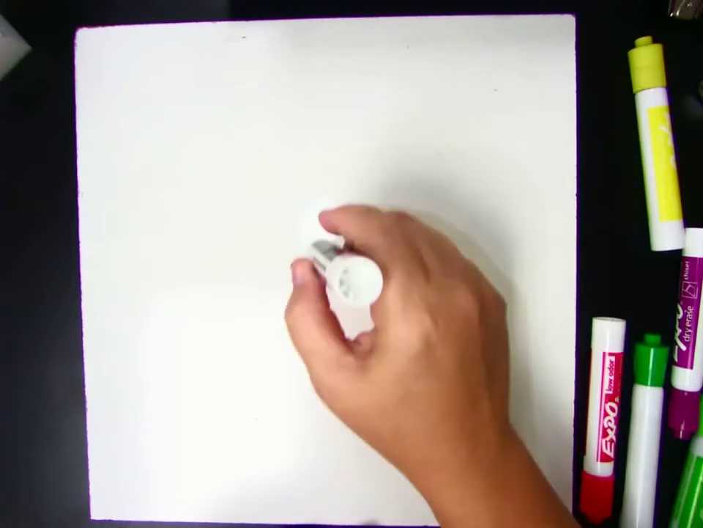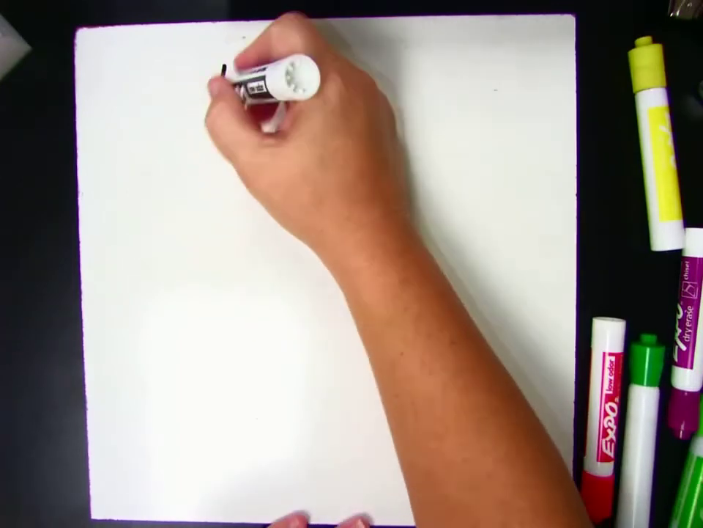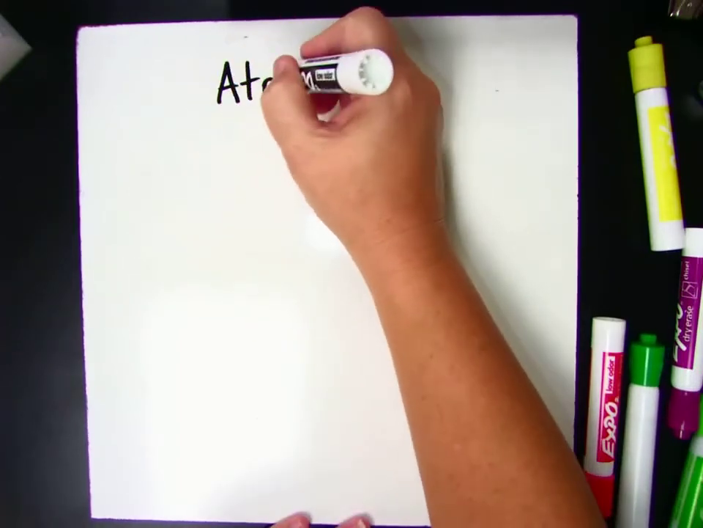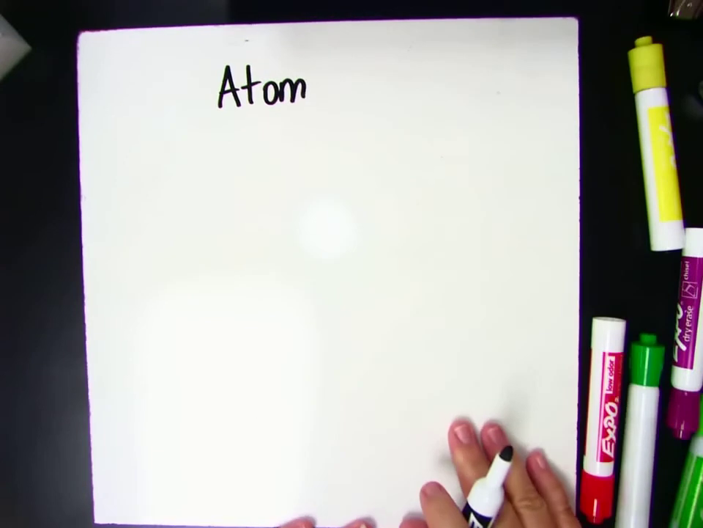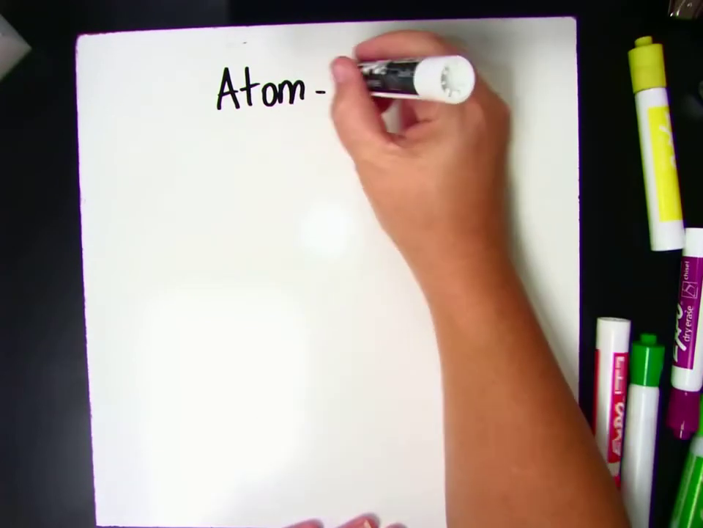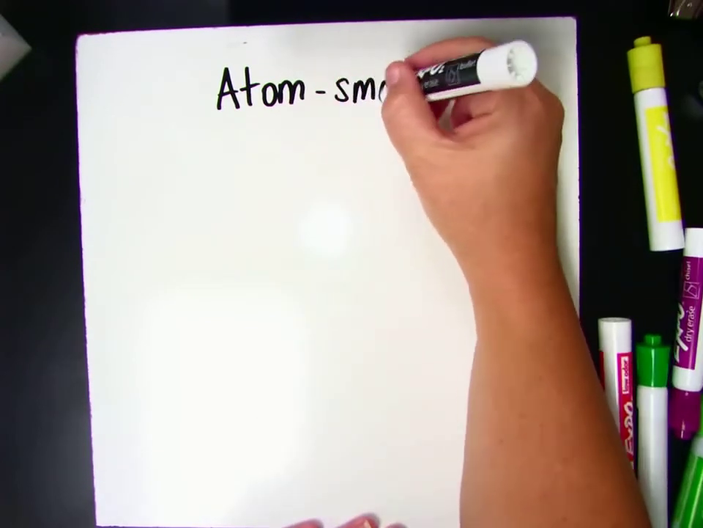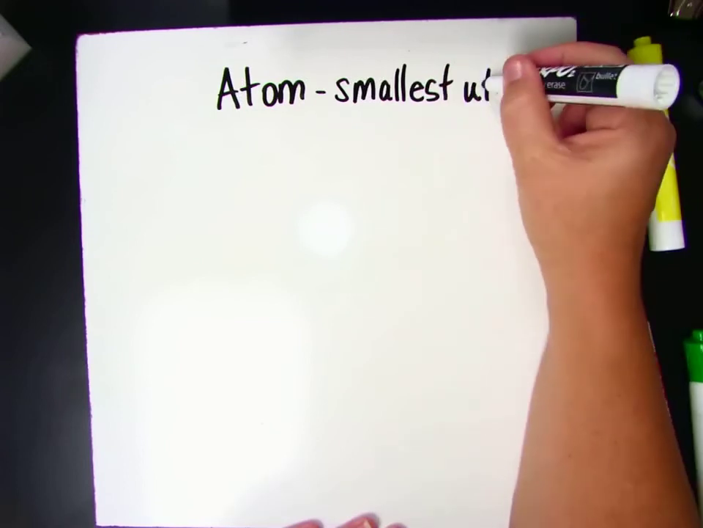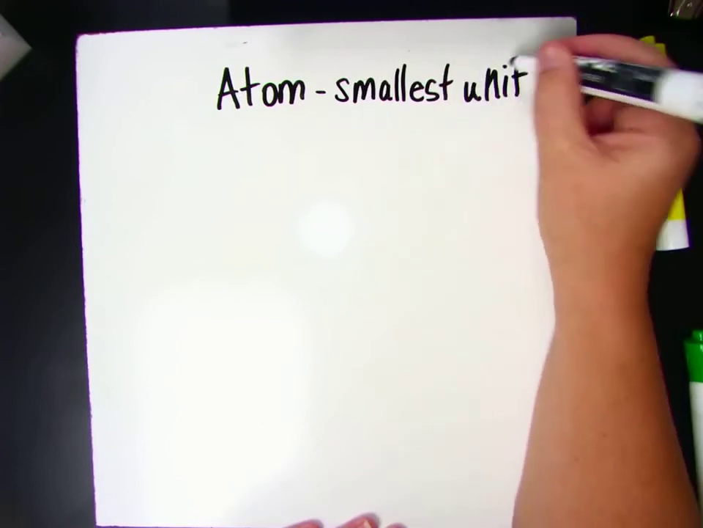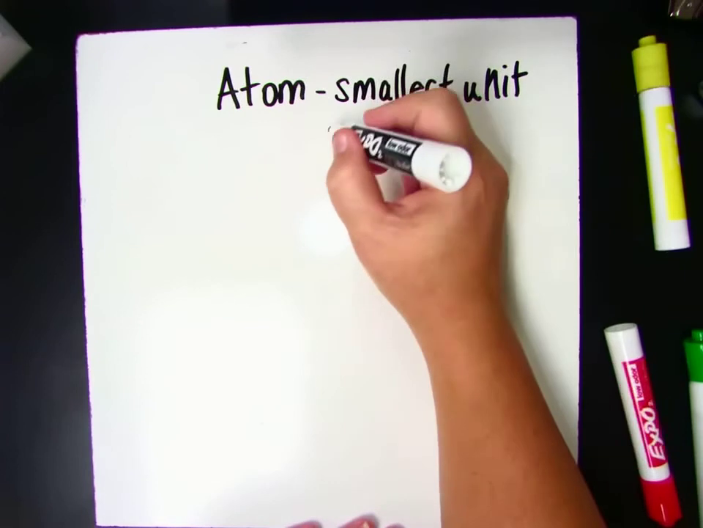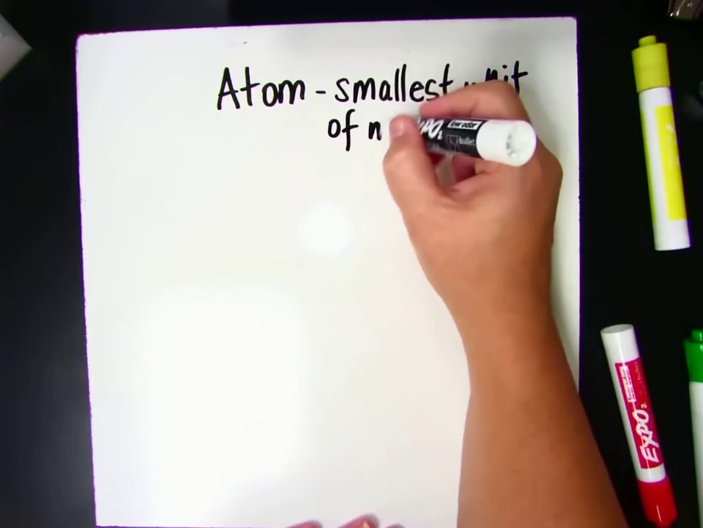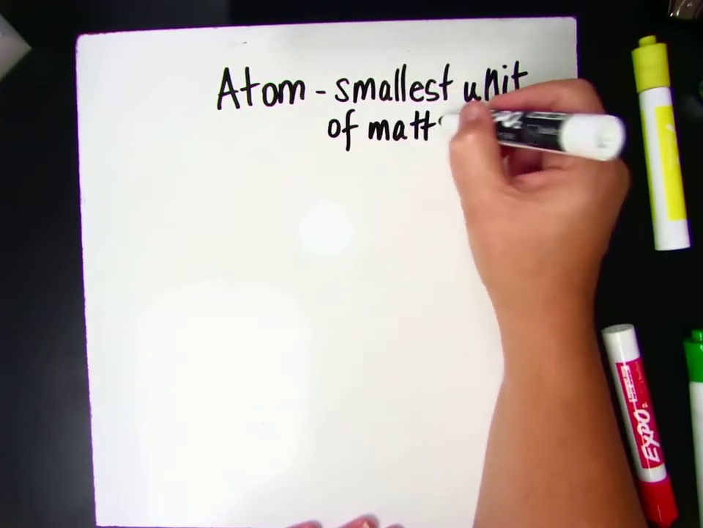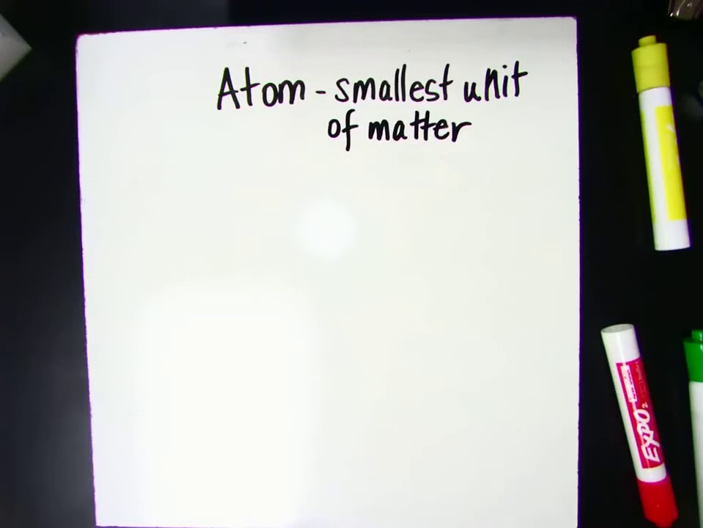Okay, today we're going to talk about atomic structure. And the atomic structure is what an atom looks like. An atom is the smallest unit of matter. So all matter is made up of atoms. And you cannot see atoms because they are so small. But you have to believe us that atoms are there.